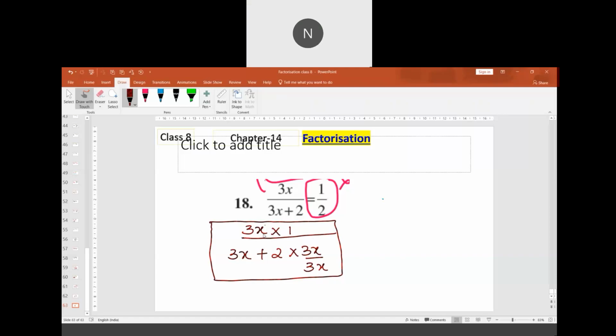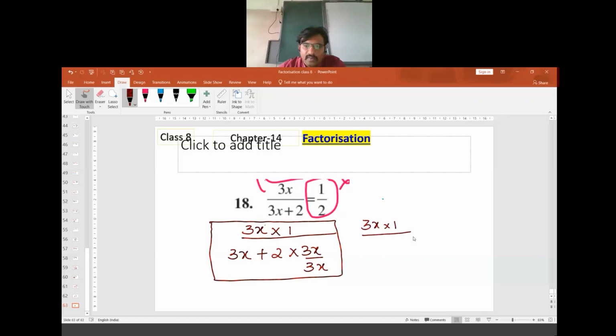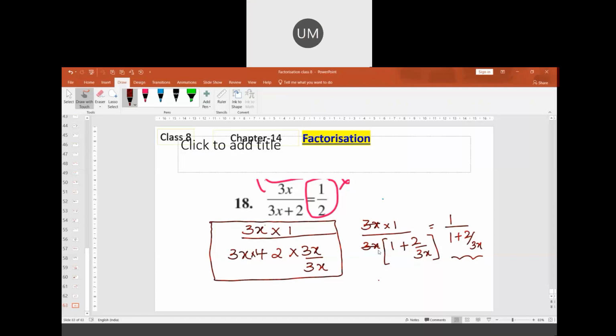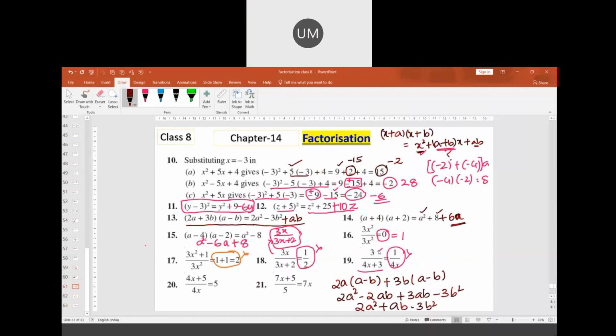The question remains the same. Here in the numerator there is 3x into 1. In the denominator I will take 3x common. Here into 1 will be there, 1 will remain, plus here 3x is removed, so 2 by 3x will remain. Now you cancel 3x. The answer is 1 by 1 plus 2 by 3x. Understood now? Yes, sir. Okay.